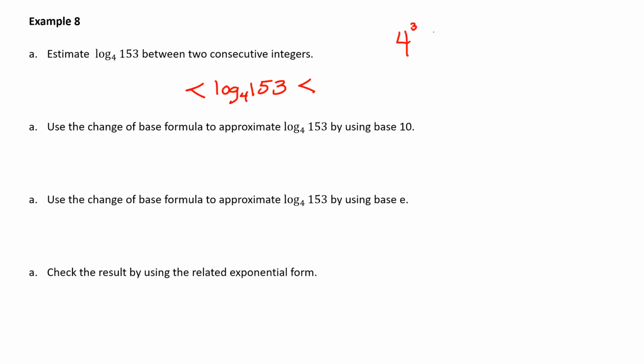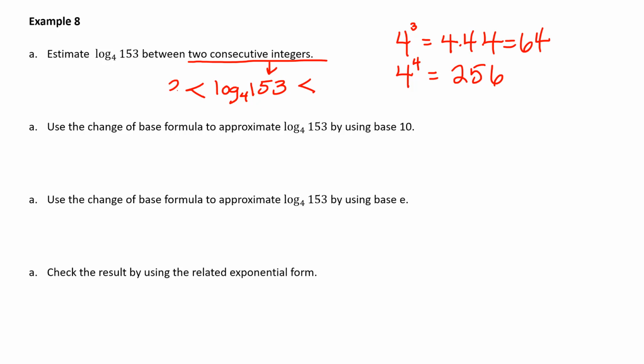4 to the third. What does that equal? Well, we know that's 4 times 4 times 4, which is 64. So that's too small. Let's try 4 to the fourth. That's going to be 64 times 4, which is 256. That's too big. We've actually answered the question, because all this question is asking is, what two consecutive integers is that value going to be between? Well, it's going to be between 3 and 4, because 4 cubed is 64, which is less than 153, but 4 to the fourth is more than 153. So the power to put on 4 to get 153 must be somewhere between 3 and 4.